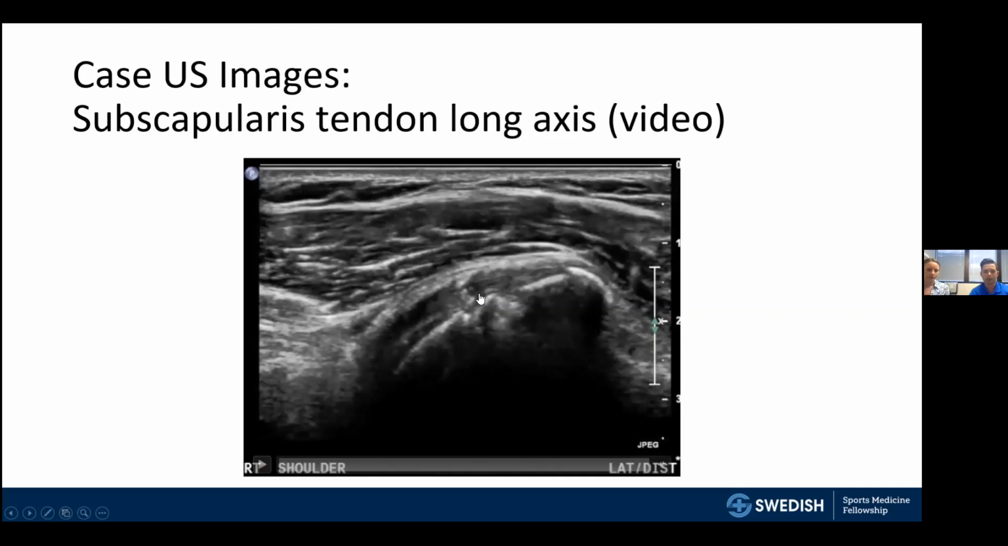I say partial tear because as I move more superficially along the bursa, I can see some tendon there, so I know that it's not going through the whole entire tendon in long axis. And then I also see focal areas of hyperechogenicity. This can represent calcium deposition within the tendon.